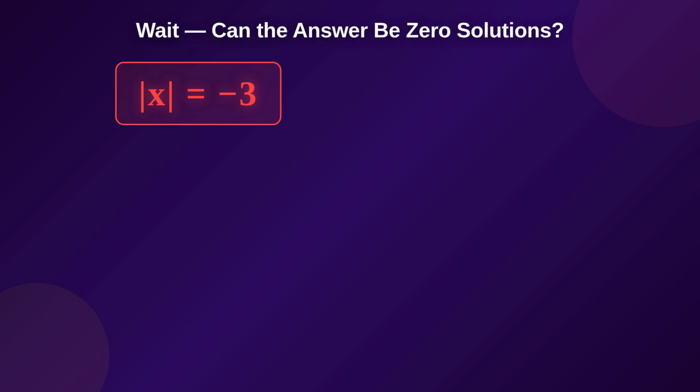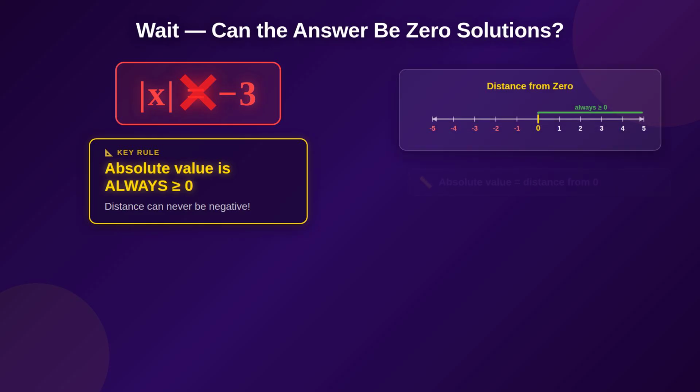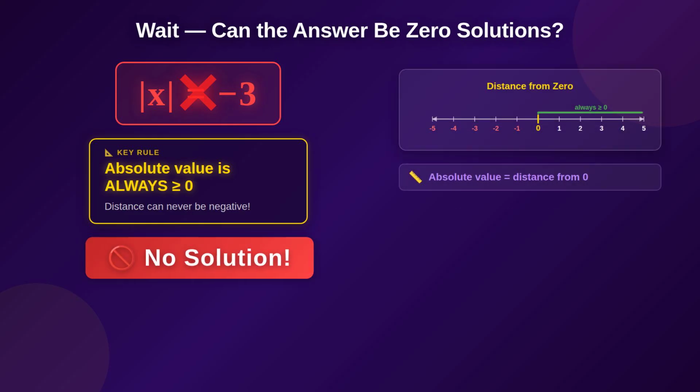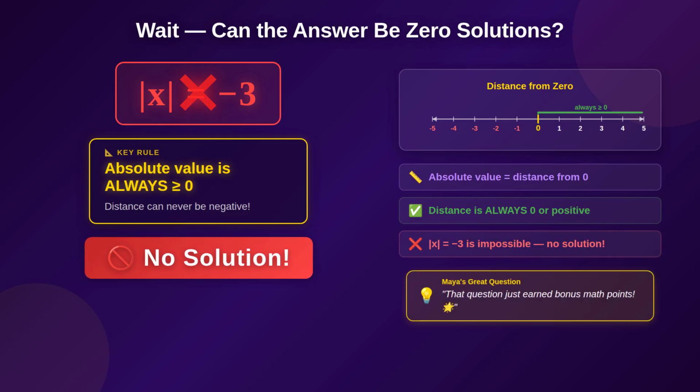Maya just asked a brilliant question. What if the absolute value equals a negative number, like the absolute value of x equals -3? Think about it. Absolute value is always a distance, and distance is always 0 or positive. A number can never be -3 steps away from 0. That makes no sense.